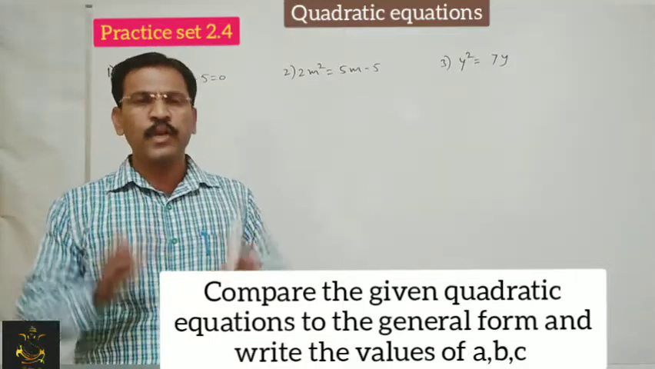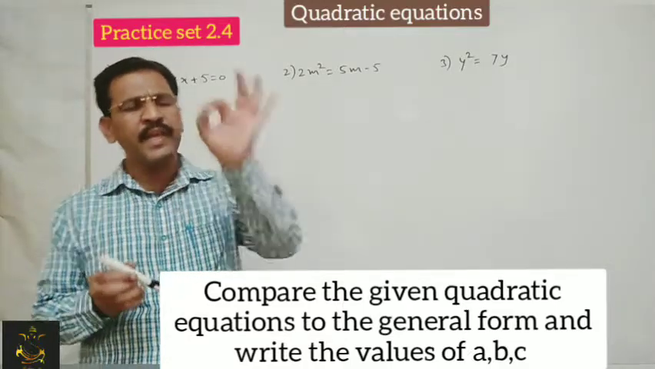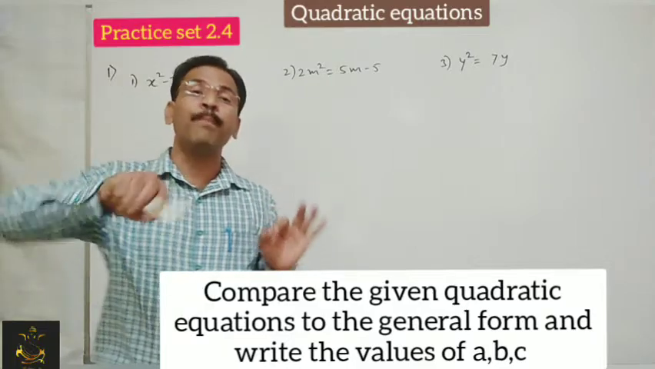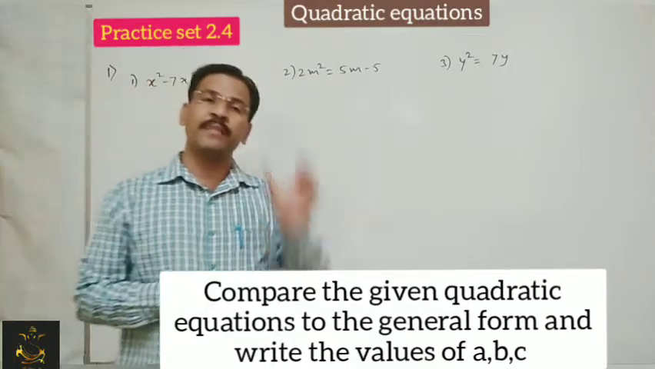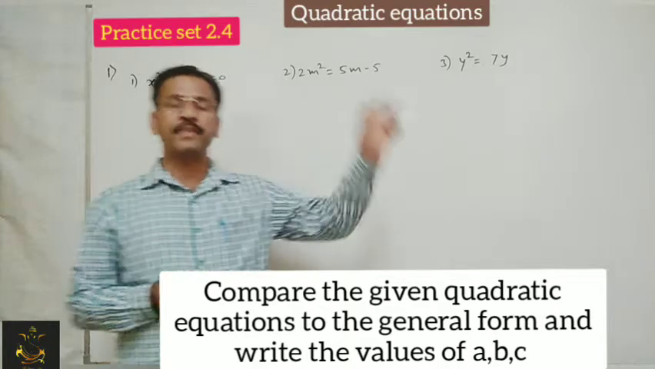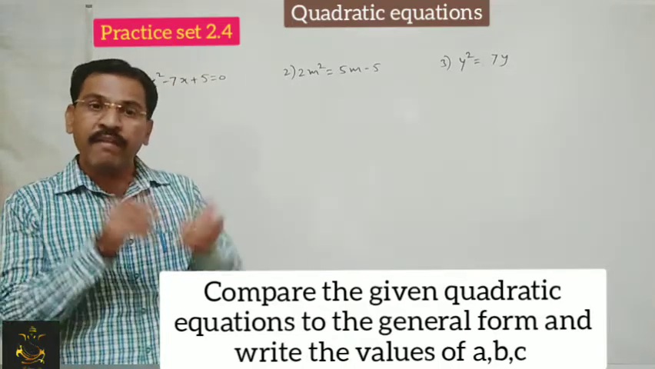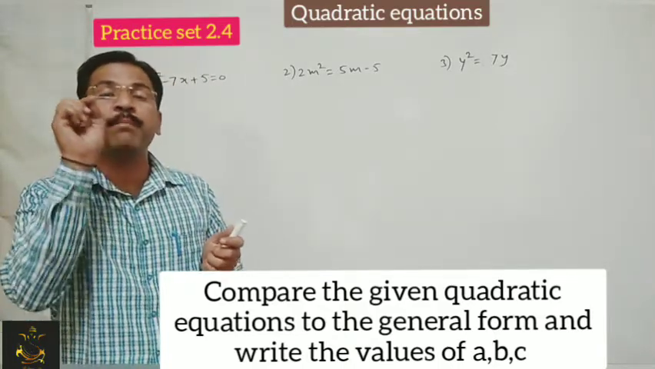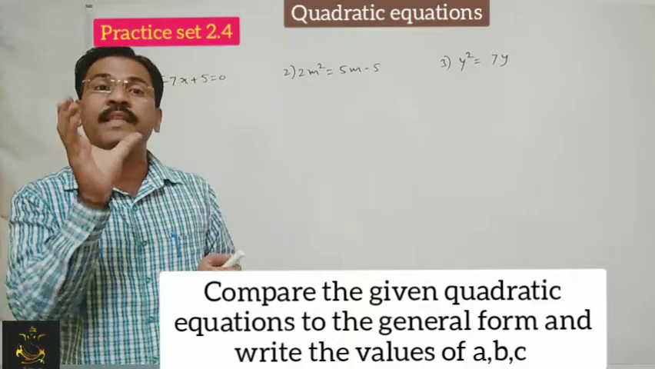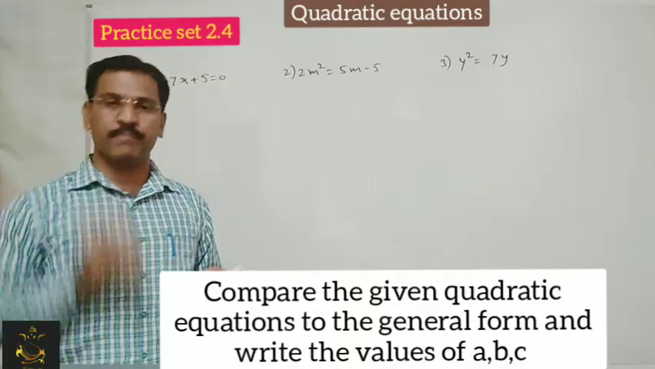Before that, any given equation we can compare with the standard form, that is ax square plus bx plus c equal to 0, and we can write the values of a, b, c. What are these three? They are coefficients, real numbers.